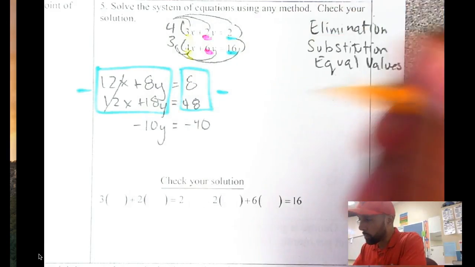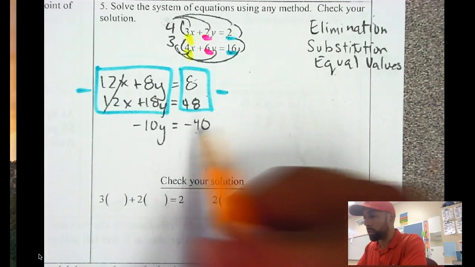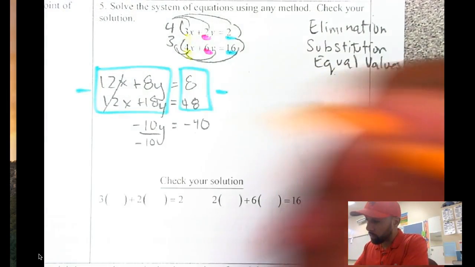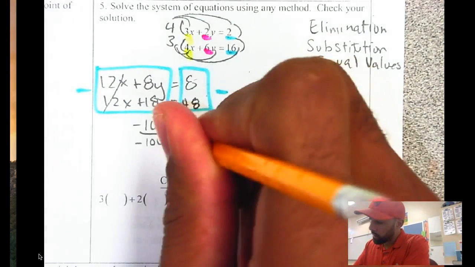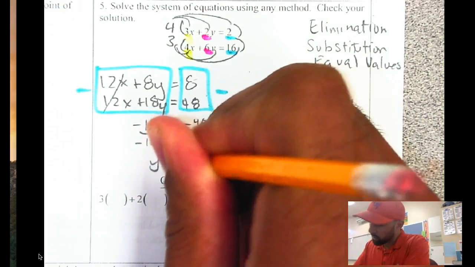I actually redid this because I made a mistake here. I did 8 minus 48 a minute ago and put 10 instead of 40, so I am redoing this, in case you saw a little lapse in the video. Okay, so now I divide by -10, and -40 divided by -10 is +4.